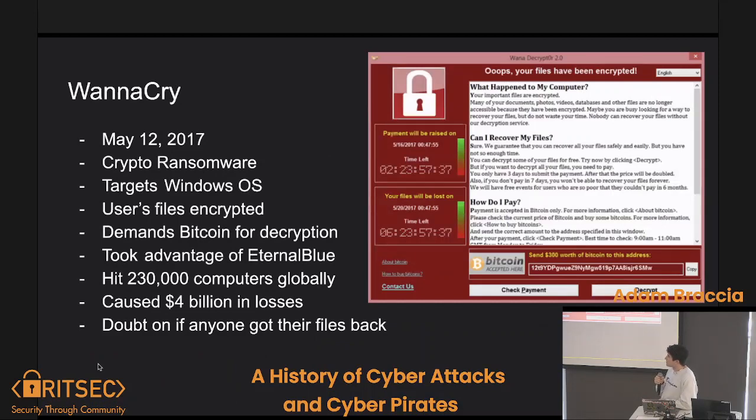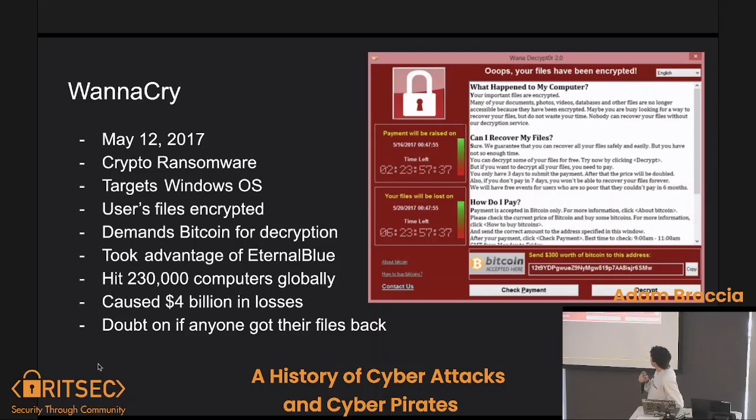One of the first cyber attacks from this, on those computers that didn't update, was the WannaCry ransomware. It targeted those Windows computers, and it did what other ransomware does, encrypting the files, and it demanded Bitcoin for decryption. This is what it looked like, a little scary.